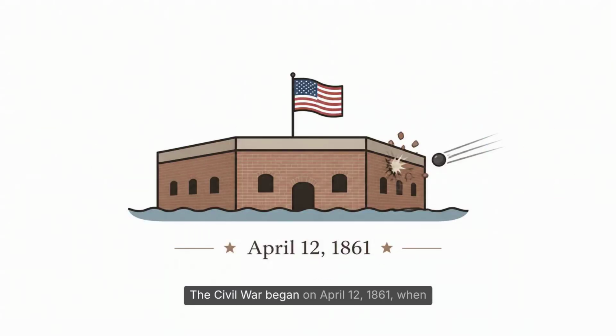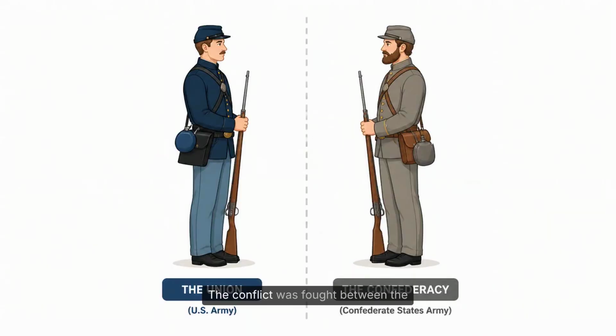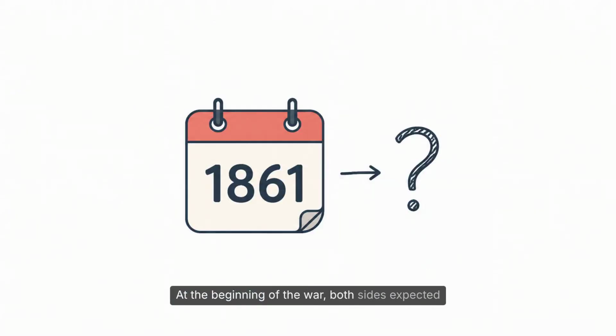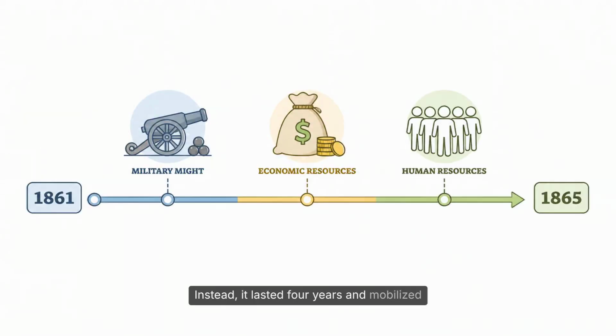The Civil War began on April 12, 1861, when Confederate forces attacked Fort Sumter in Charleston Harbor, South Carolina. The conflict was fought between the Union, consisting primarily of the northern states, and the Confederacy, formed by the seceding southern states. At the beginning of the war, both sides expected the conflict to be relatively short. Instead, it lasted 4 years and mobilized vast military, economic, and human resources.